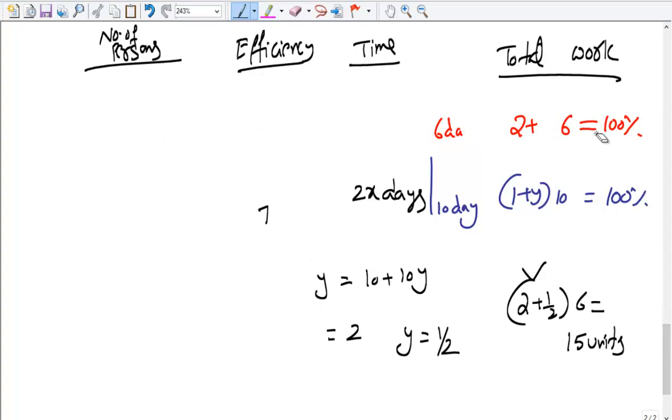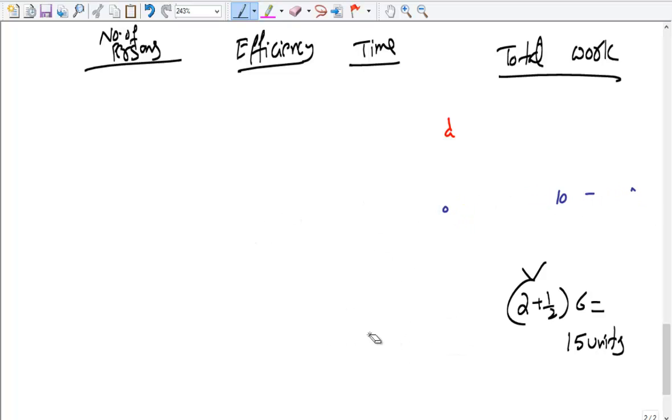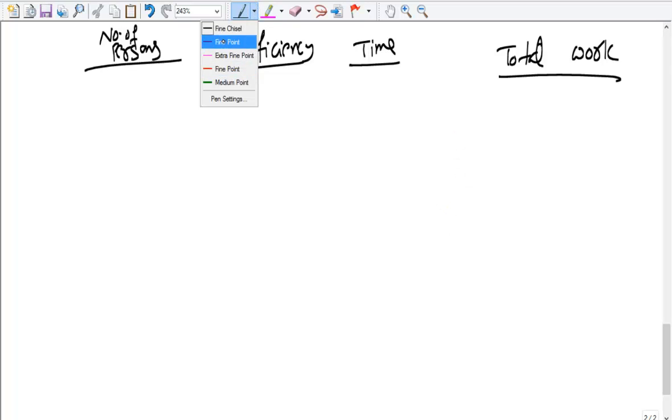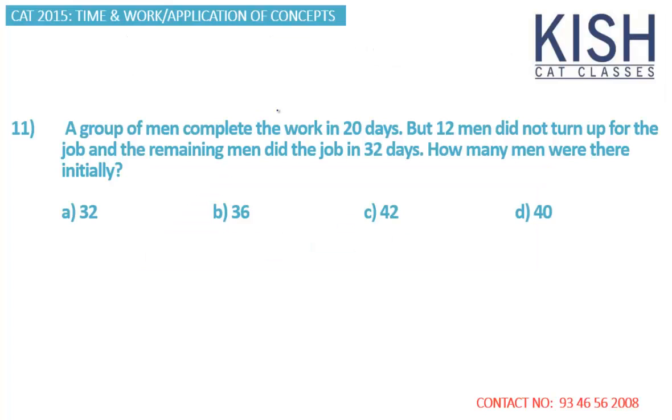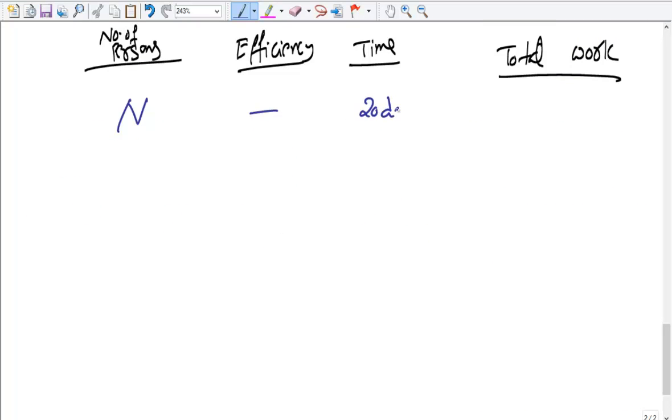Let's use the same frame. Since you have no idea about the number of persons, you can say the number of persons is n, and the efficiency of each person is not given. So you can imagine anything, or you can neglect it, or you can take 1 unit or 10 units. Since the efficiency doesn't come into the picture, you can take it as any other variable x, y, z, or 10 units to 100 units, or simply neglect it. They finish the work in 20 days. It means total work must be 20n units.